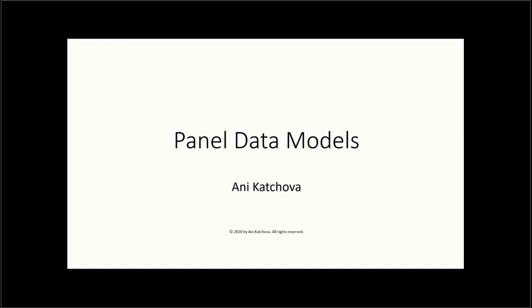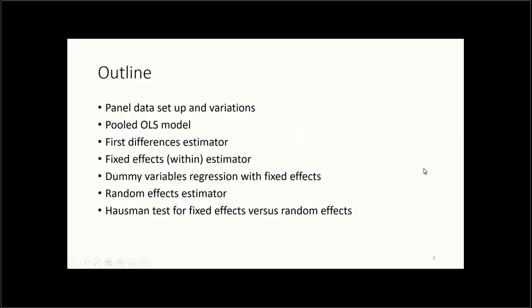In this presentation, I will talk about panel data models. The outline of this presentation will be to talk about panel data setup and variations, and then we will talk about different estimators: the pooled OLS model estimator, the first differences estimator, the fixed effects or the within estimator, dummy variable regressions with fixed effects, the random effects estimator, and then we'll finish up with the Hausman test for deciding between fixed effects versus random effects.